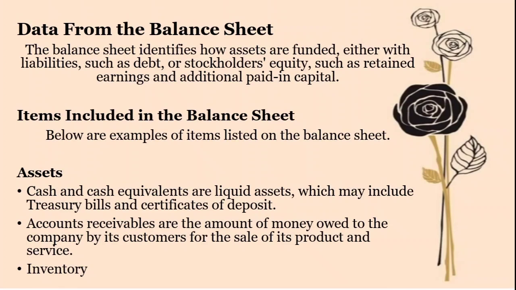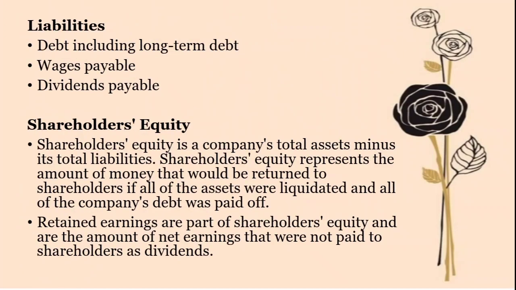First are the assets. Cash and cash equivalents are liquid assets, which may include treasury bills and certificates of deposit. Accounts receivable are the amount of money owed to the company by its customers for the sale of its products and services. And lastly is the inventory. Next are the liabilities: debt including long-term debt, wages payable, and dividends payable.